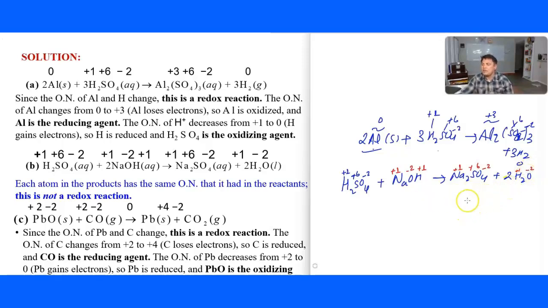If you look at this, hydrogen is +1 and here is also hydrogen +1, no change. Sulfur is +6 here and +6 there, so sulfur has no change. Oxygen has -2 here and also -2 there, all the oxygen has -2, no change, right? Sodium is +1, sodium is +1, no change. Oxygen is -2 again, no change. Hydrogen is +1, hydrogen here is +1, right?